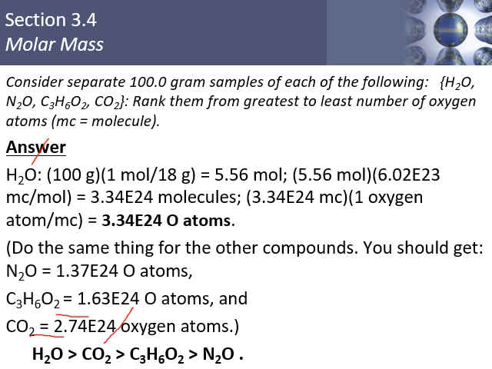So anyway, when you multiply these out, CO2 would actually be the second most, and then this one turned out to be the third most, and the N2O is going to be the least. Next slide.